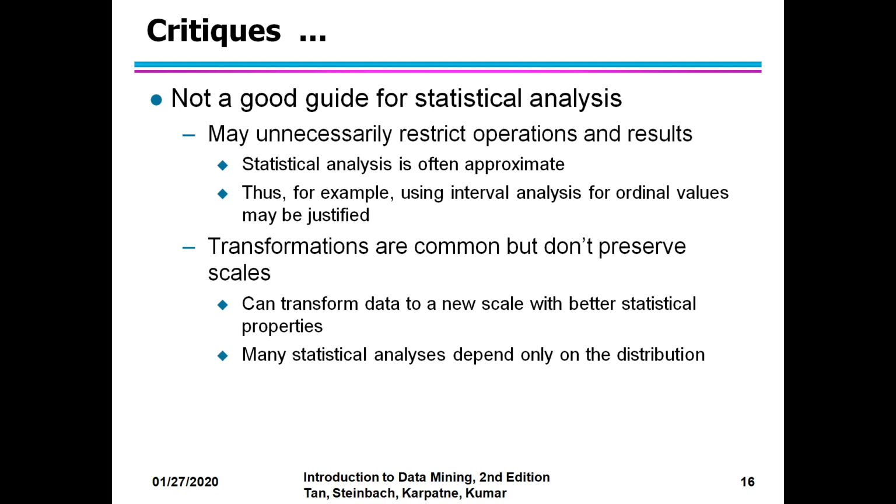So it is not a good guide for statistical analysis, and may impose unnecessarily strict operations and results. Statistical analysis is often approximate. For example, using interval analysis for ordinal values may be justified. Transformations are common but don't preserve scales. We can transform data to a new scale with better statistical properties. A little bit difficult part: many statistical analyses depend only on the distribution.